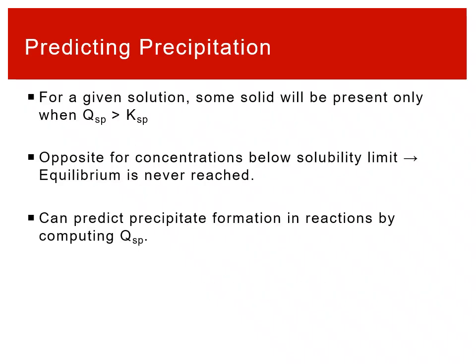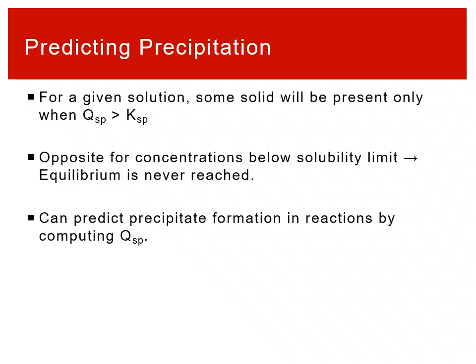So when I'm dealing with solutions, I only have solid present if QSP would be greater than KSP, right? If it all dissolves, what would QSP be? And if I don't have solid, that means I don't have equilibrium. QSP is less than KSP. It just never reaches equilibrium. If I added more, it would all just dissolve. The system still needs to shift to make products, more dissolved ions. It's just going to keep dissolving anything I put in until my QSP equals that KSP.